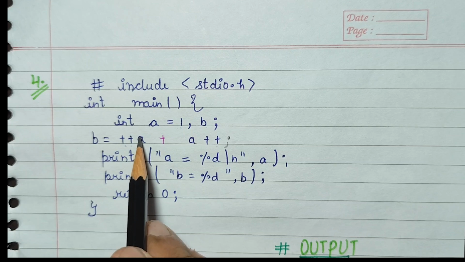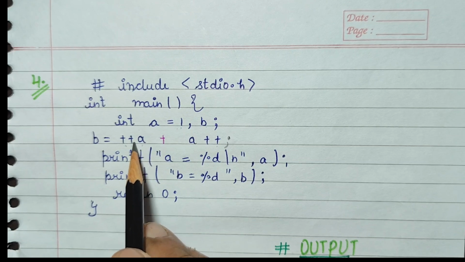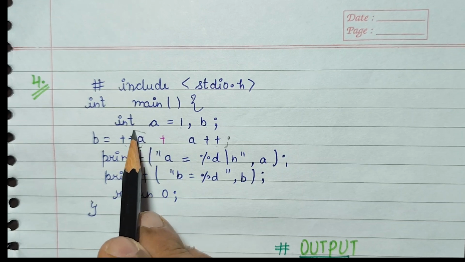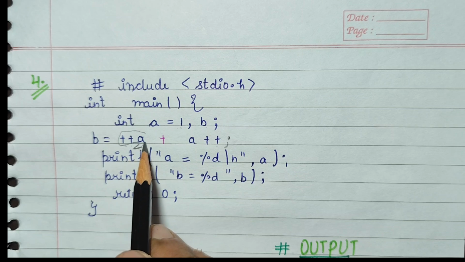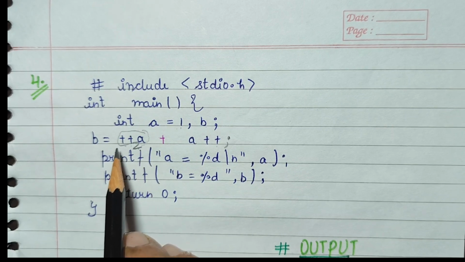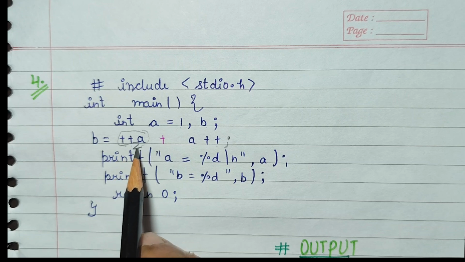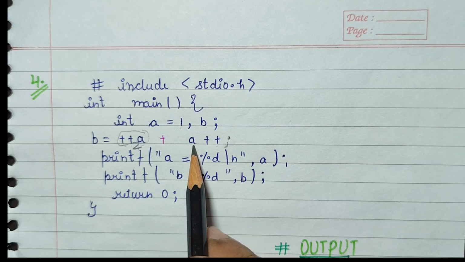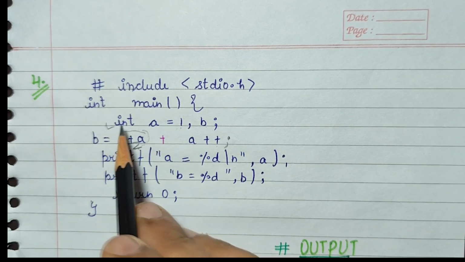Okay, now a has a value 1, so the pre-increment is evaluated. Now a becomes 2 here. But this is not the final value for plus plus a. This is only a temporary value, because this one is the pre-increment. 2 is not the final value, 2 is the temporary value. Why? Because this one is a pre-increment. After this we move here, because we move from left to right.